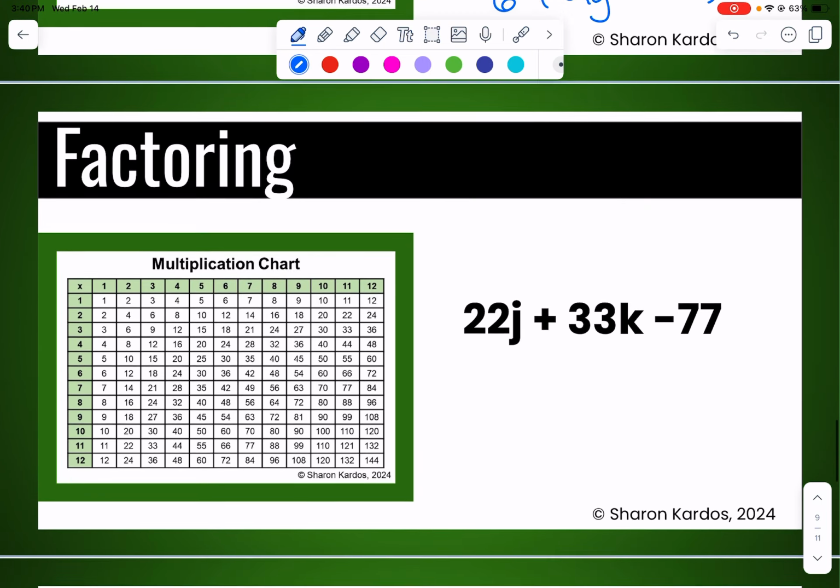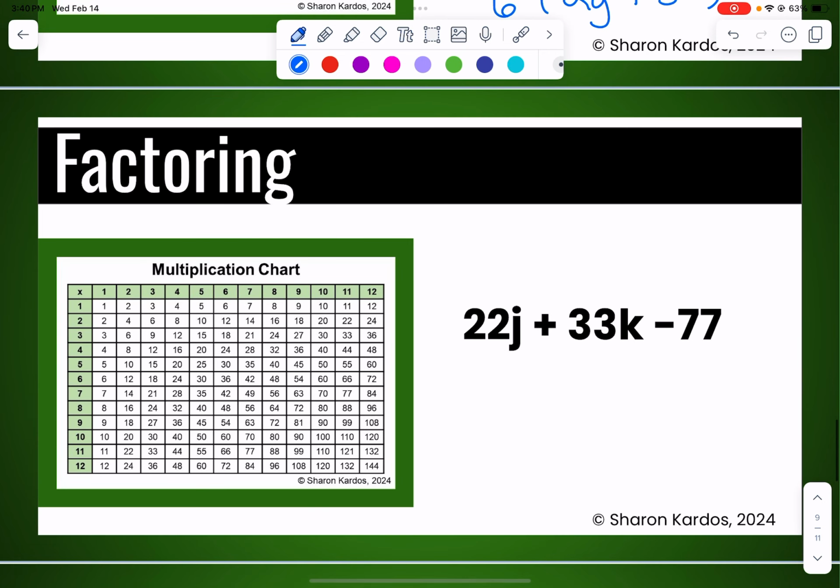All right, our last problem. Now this one has 3 terms, but you're going to do it the exact same way. You're going to look for a row that has a 22, a 33, and a 77. So take a minute, pause the video, see if you can do this one on your own. And once you think you have an answer, turn the video back on and check your work.